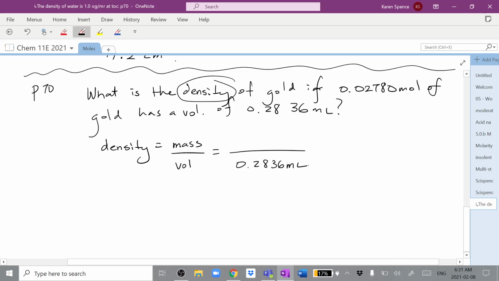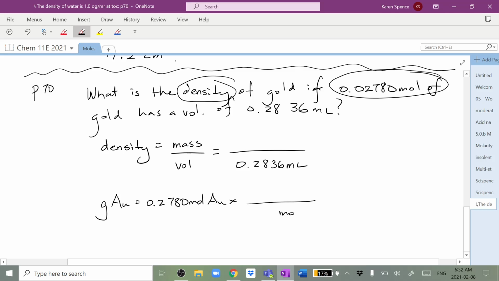And we need the mass of the gold, and we don't know the mass of the gold, but we do know moles of gold, and we can convert that into mass. So the grams of gold, Au, is equal to 0.02780 moles of gold times, we need to cancel moles of gold and find grams of gold. That is our molar mass from the periodic table, 197.0 per 1 mole.